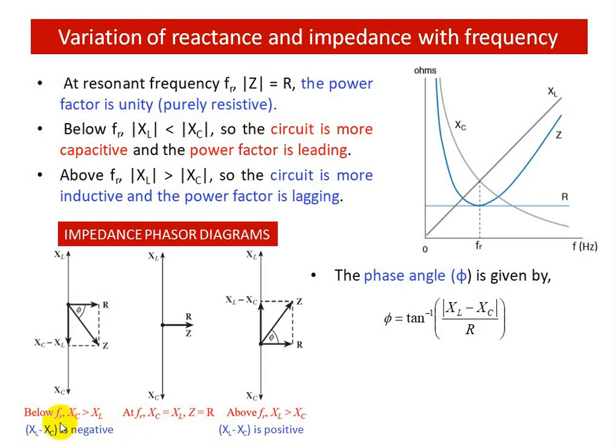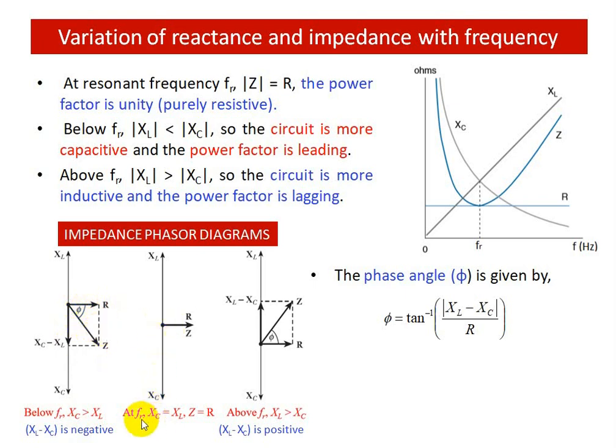For frequencies below fR, Xc is greater than XL. Therefore, the net reactance XL minus Xc will be negative. So this vector is drawn pointing downwards, and R is the resistive phasor. Vector addition of these two phasors gives the resultant vector Z, where phi is the phase angle between the R phasor and the Z phasor.